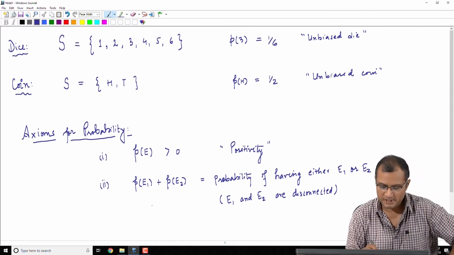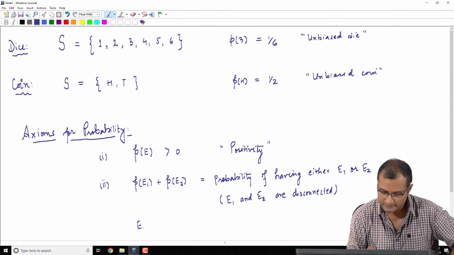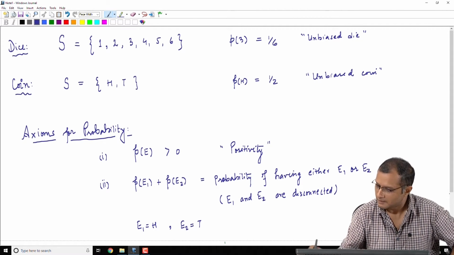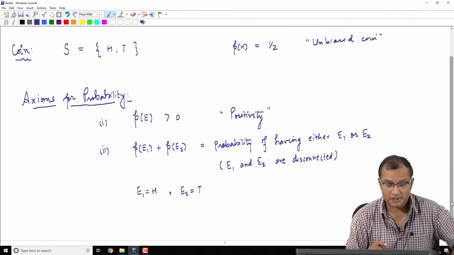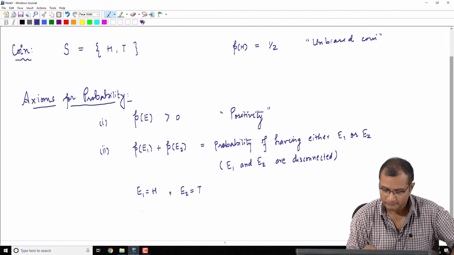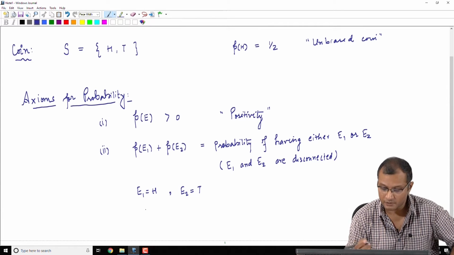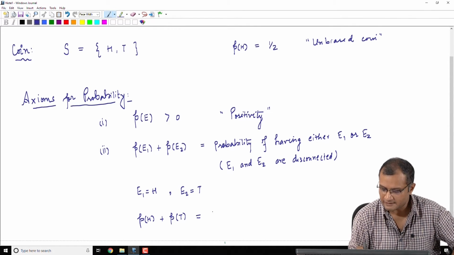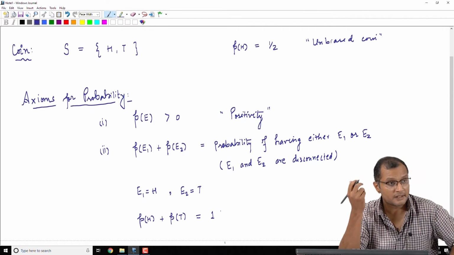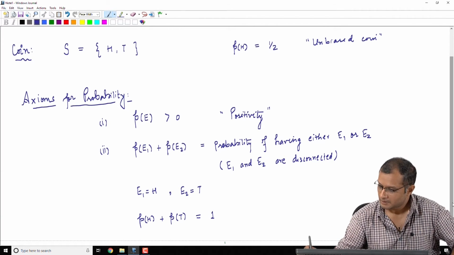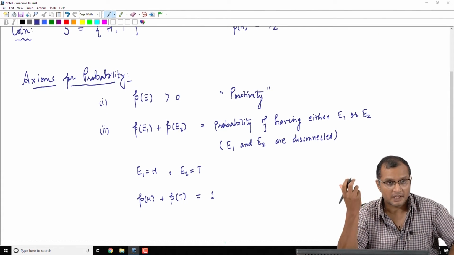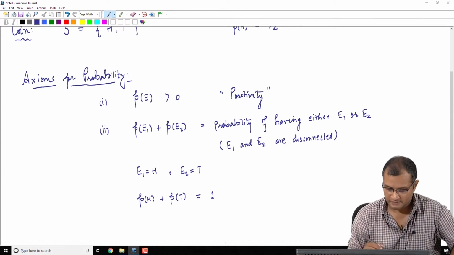What this means is that suppose you ask me the simple question, you take E1 as head and you take E2 as tail, and you ask me in a coin toss, what is the probability of getting a head or a tail? The answer is 1, because you have only head or tails. So, the probability of getting a head or a tail is nothing but the sum of these two probabilities, and that is 1, which means you will always get either a head or a tail. And of course, as I said, head and tails have to be disconnected events, which is definitely the case here.